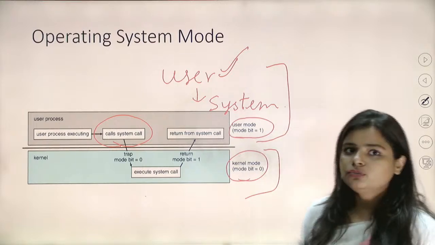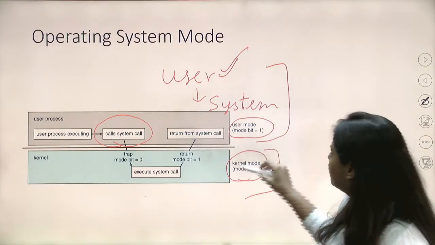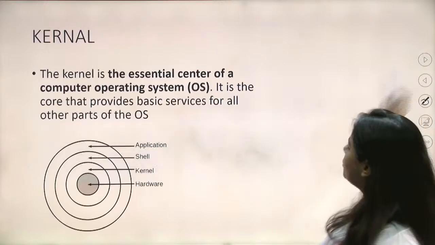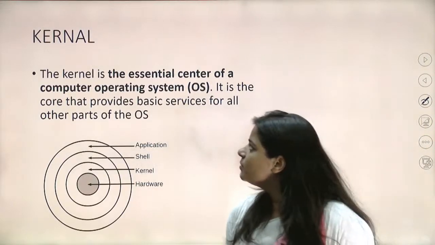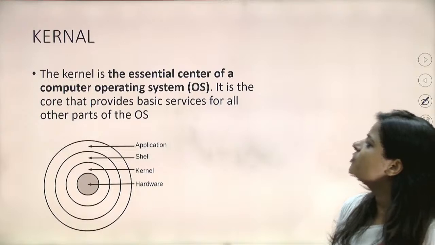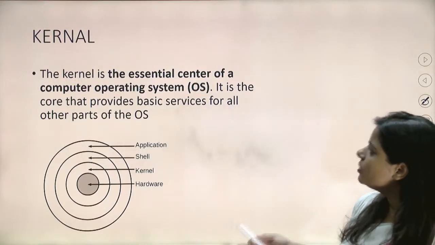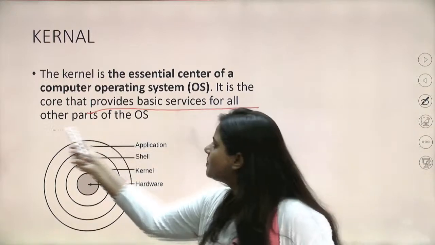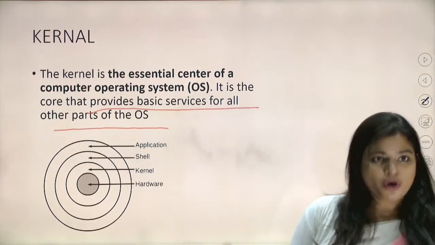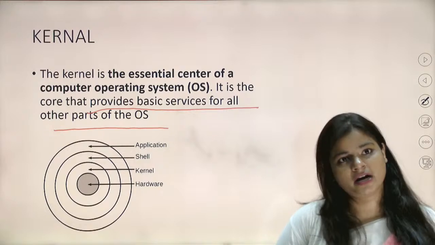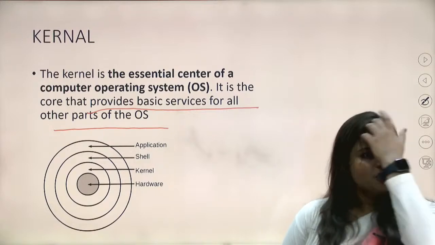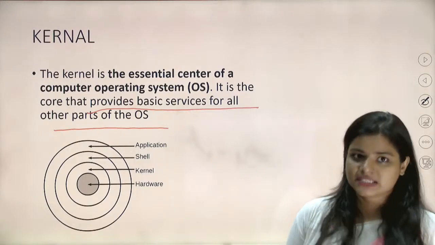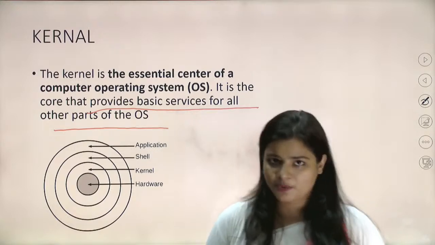So let's continue first with the kernel. What is kernel? We should know. So kernel is nothing but the essential center of the operating system. It is the core that provides the basic services for all the other parts of the operating system. We also call kernel the heart of the operating system. So kernel is a software code that resides in the center core of the operating system.